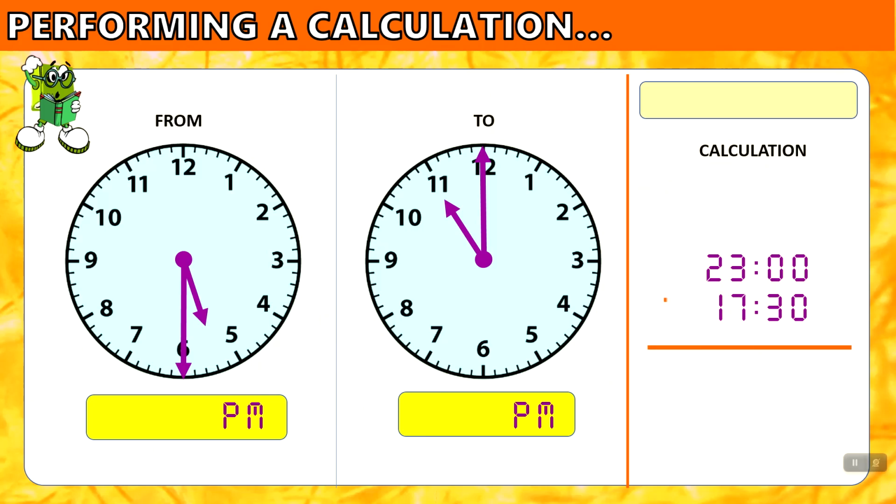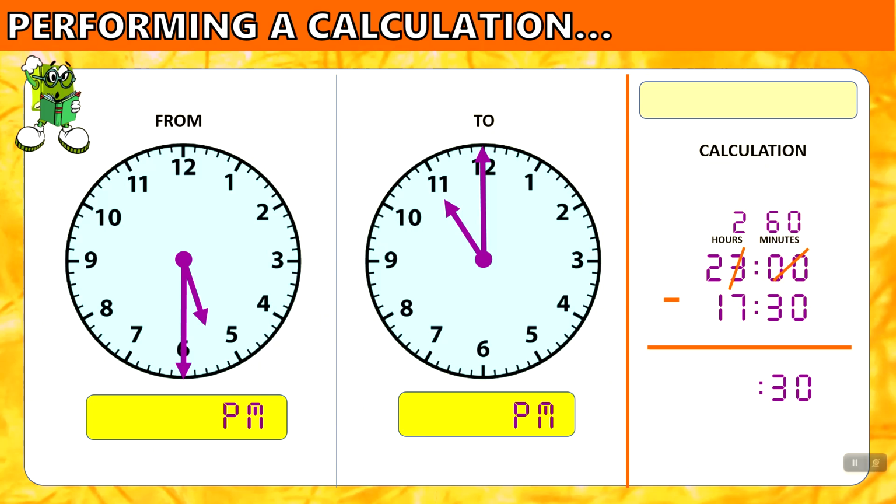When we subtract, again, we start with the minutes, and we see we have to take 30 minutes away from 0 minutes, which we cannot do. And so what we have to do is borrow an hour from the hour column. And so we take 1 from 23 and leaves us with 22. That 1 hour that we took is made up of 60 minutes that we add to the minutes column. And so now we have enough minutes to subtract 30.